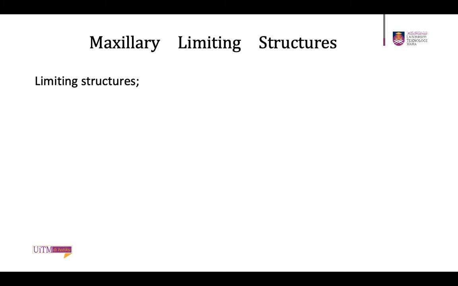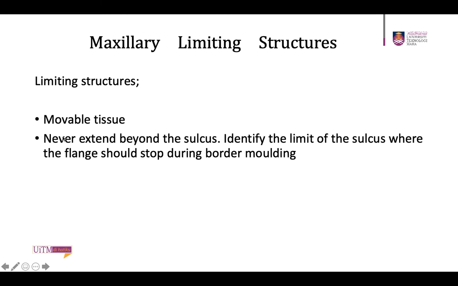This is when we discuss the limiting structures that limit the extension of your flanges or the base of your complete denture. So the limiting structures for the maxilla should be the movable tissue, the sulcus. Okay, so the sulcus is also considered movable tissue. This structure is identified when you do your border molding. You have to identify the limit of the sulcus, where the flange should stop during the border molding process. You should never extend the flange of the denture beyond the sulcus.